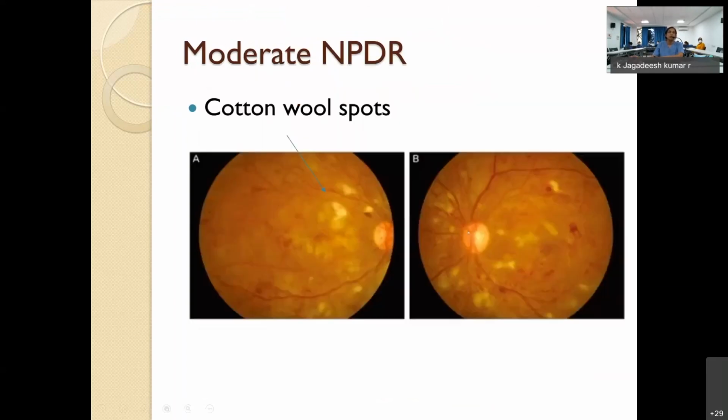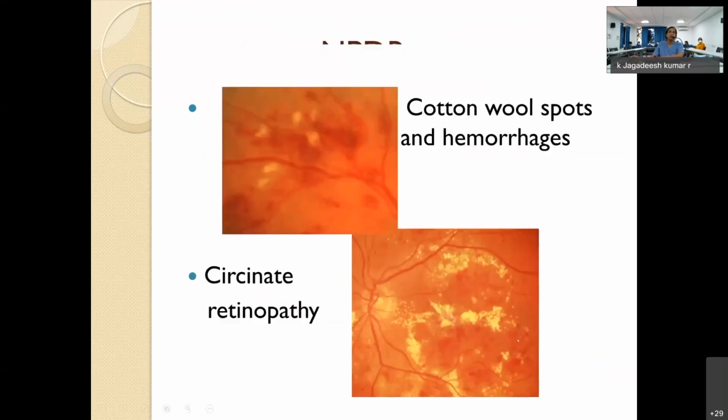This is also a part of the diabetic retinopathy. These yellowish lesions are actually what we know as cotton wool spots. They represent infarcts in the retinal nerve fiber layer, and they also are a part of the moderate diabetic retinopathy disease spectrum. Again, you can see that the exudates are there all over the fundus. You can see hemorrhages here, again exudates. So these are all cotton wool spots, hemorrhages, and this is what we know as circinate retinopathy because of those microaneurysms which are leaking.